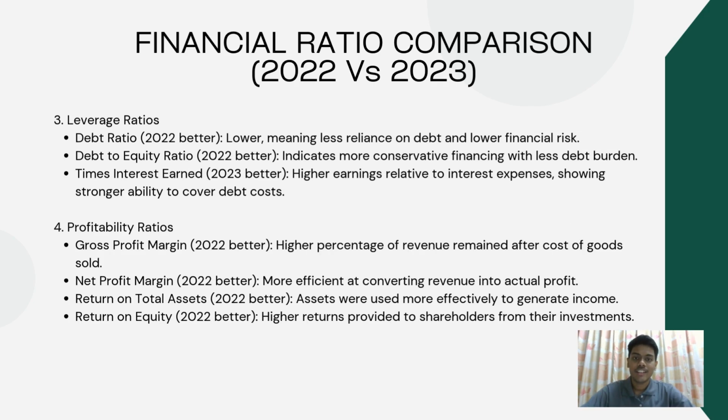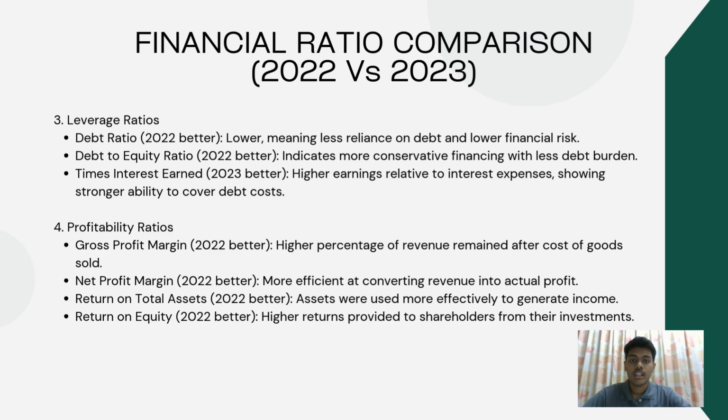Next is the leverage ratio. When it comes to the debt ratio, 2022 is better because they are lower, meaning that there is less reliance on debt and lower financial risk. And then next is the debt to equity ratio. 2022 is also better because it indicates more conservative financing with less debt burden. And then the times interest earned, 2023 is better because they have higher earnings relative to interest expenses, showing stronger ability to cover the debt cost.